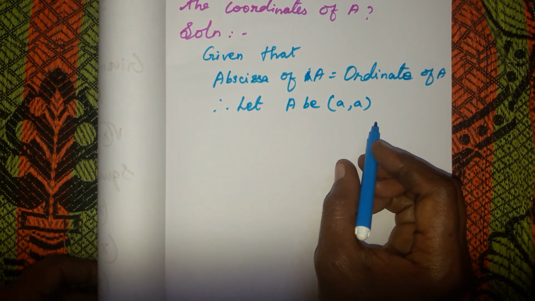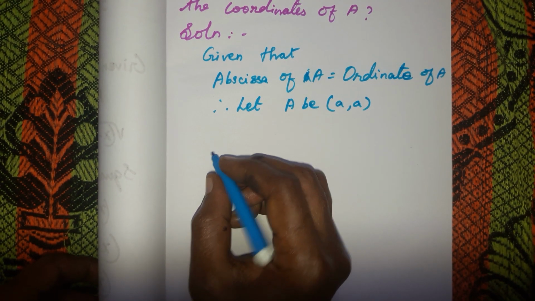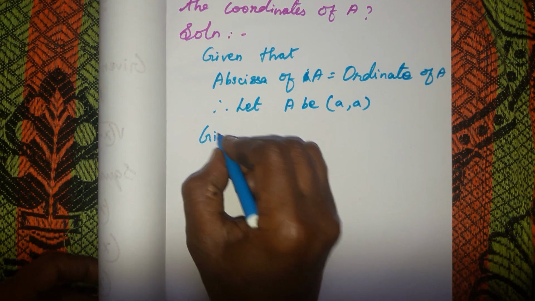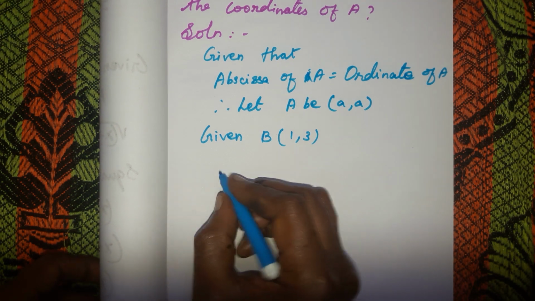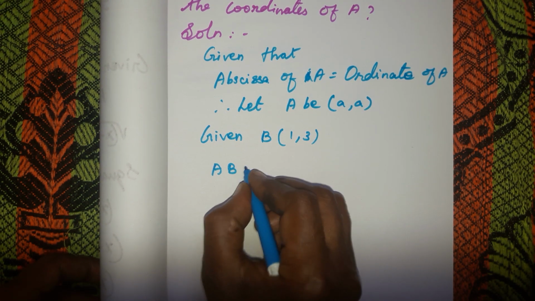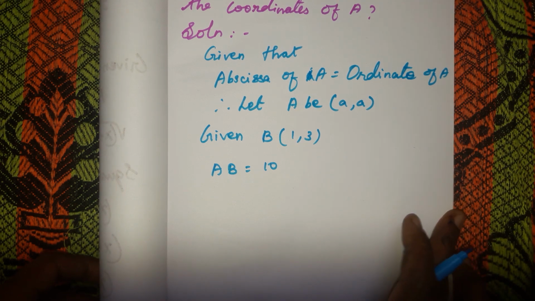Next, let A be A comma A. The next given B is 1, 3. Next, AB is equal to 10, like that given. Distance AB is equal to 10.